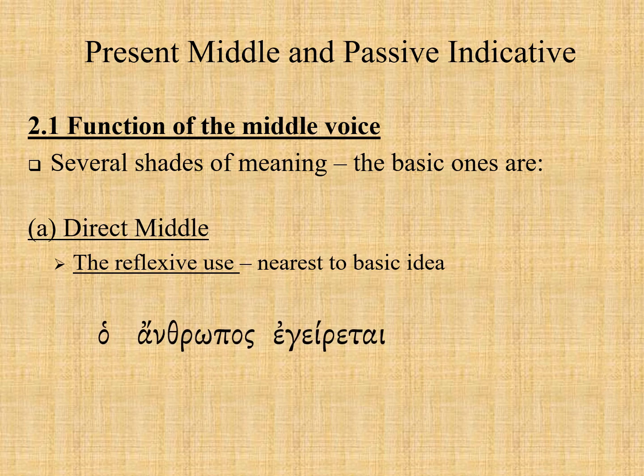So the Greek sentence ho anthropos egeiretai. So you can see here we have the etai ending that indicates to us that it is present, either middle or passive, but here we look at it as the middle voice. The man raises himself up. So this raising himself up is what makes it the middle translation and the reflexive use.